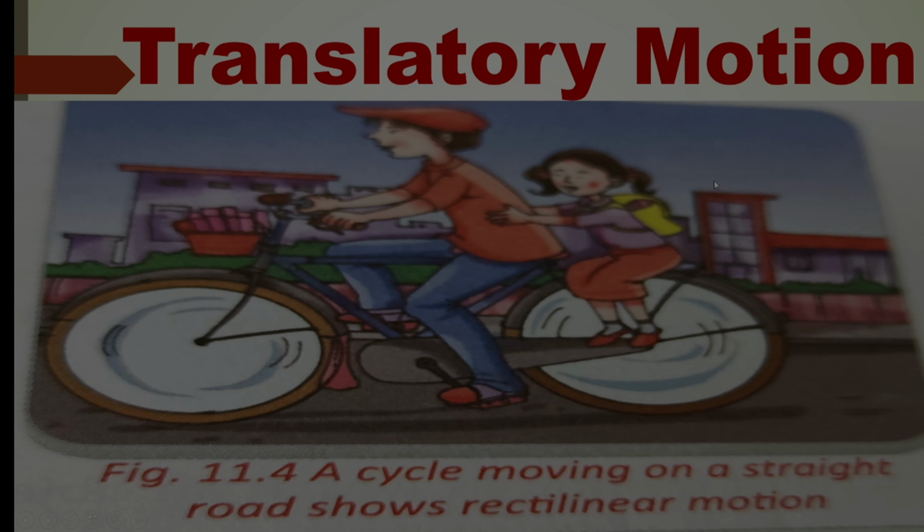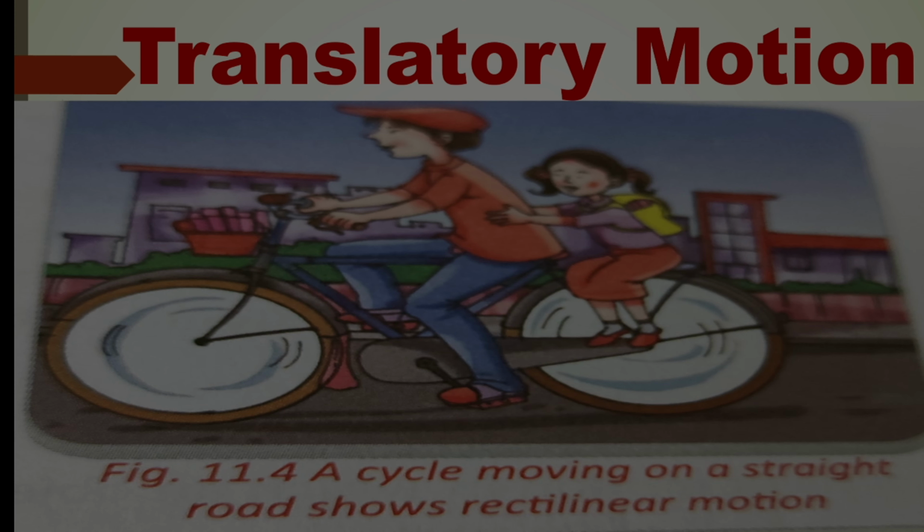Now here you see there are different types of motion. The first one is translatory motion. Translatory motion means when all parts of an object move the same distance in an interval of time, then the motion is called translatory motion. And in translatory motion, there are two types. One is called rectilinear motion and the other is circular motion.